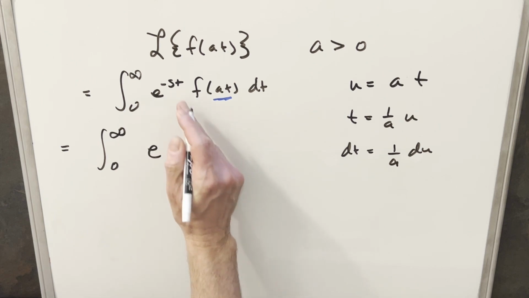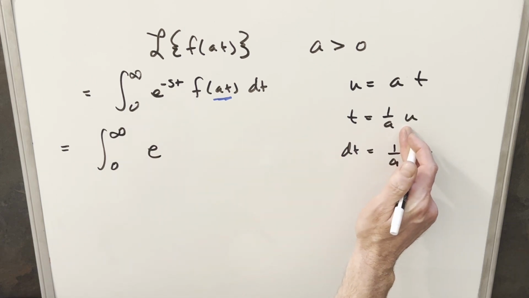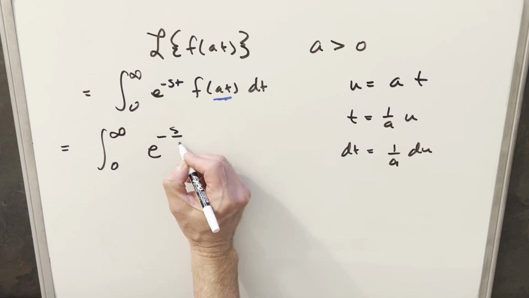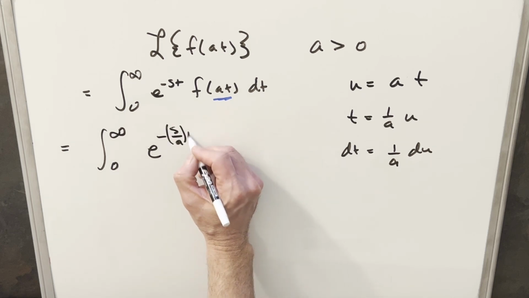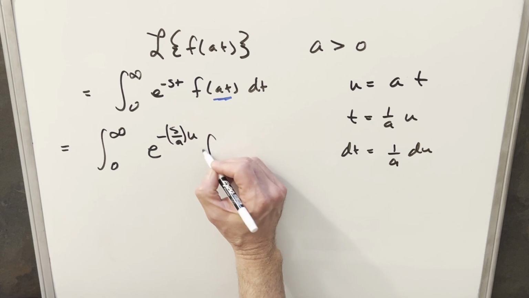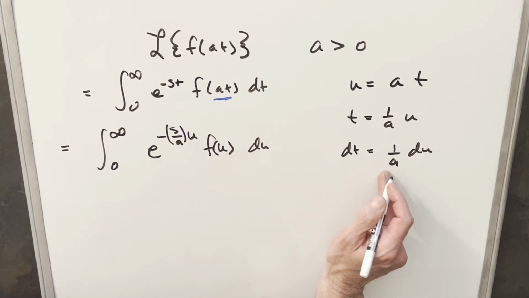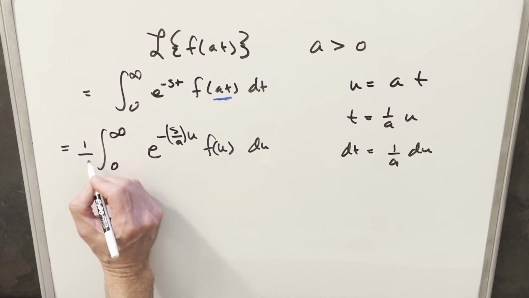Then next here, in for t, if I plug in 1 over a times u, just a slight rearrangement on this, I can write this as e to the minus s over a times u. This is just going to become f of u, and then dt becomes this. We'll write it as du, but I'll take the 1 over a as a constant and bring it up front.